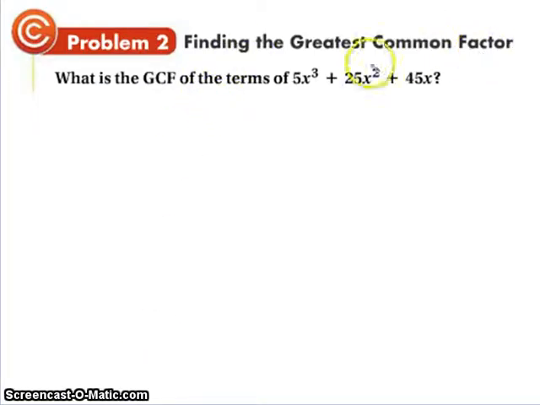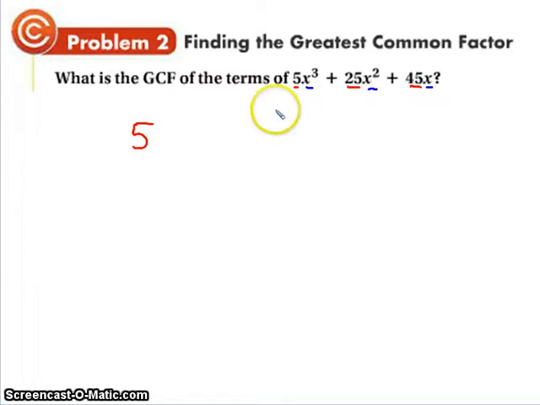Find the greatest common factor. So now we're trying to pull out what they have in common. So we're looking at two different things. We're looking at the numbers and we're looking at the letters. So we want to pull out the GCF. Okay, now for the numbers, we have 5, 25, and 45. So the largest number that divides evenly into all of those is 5.